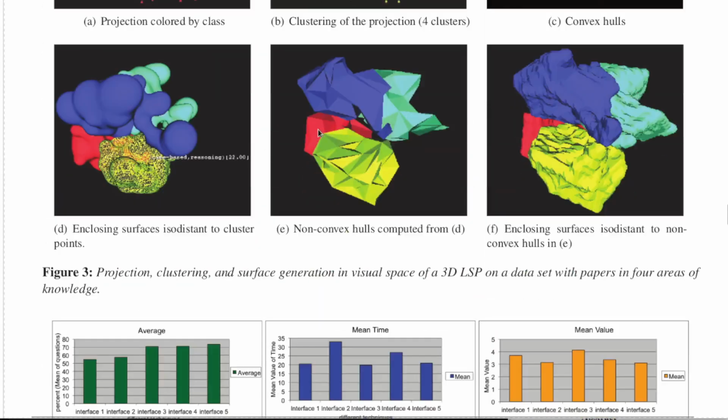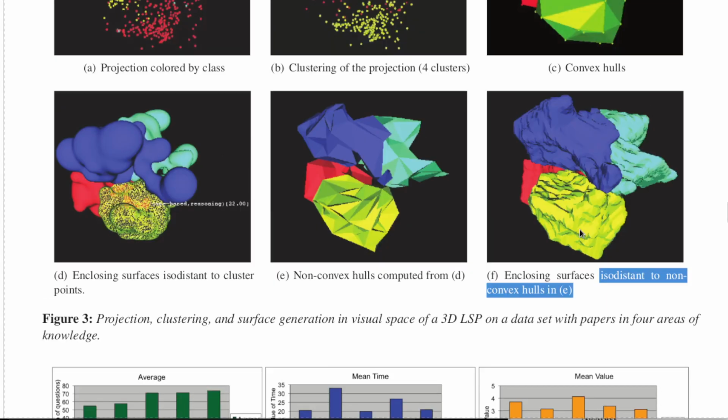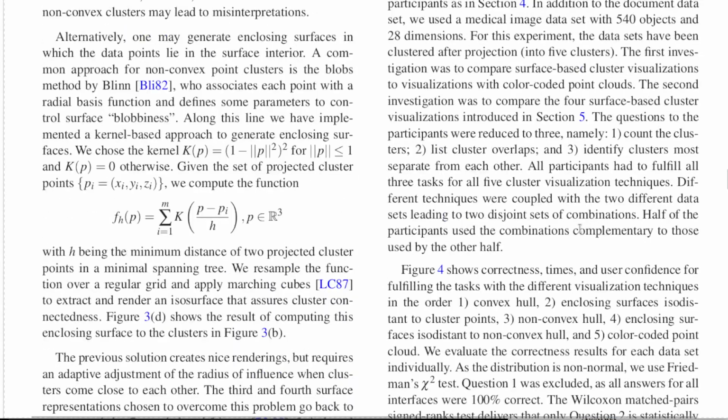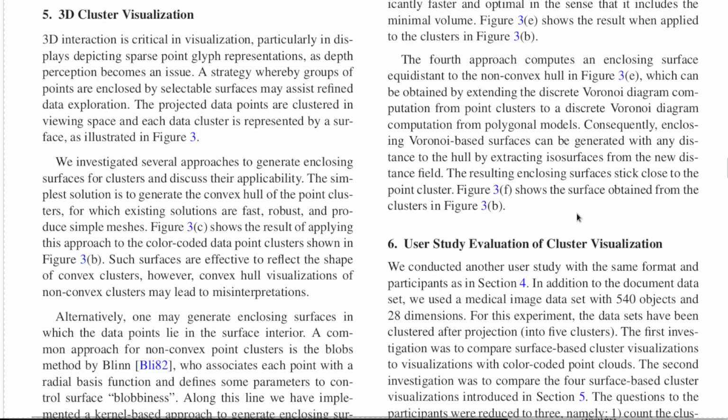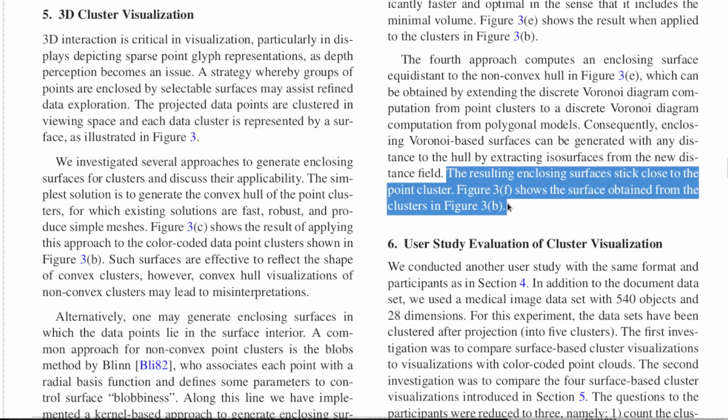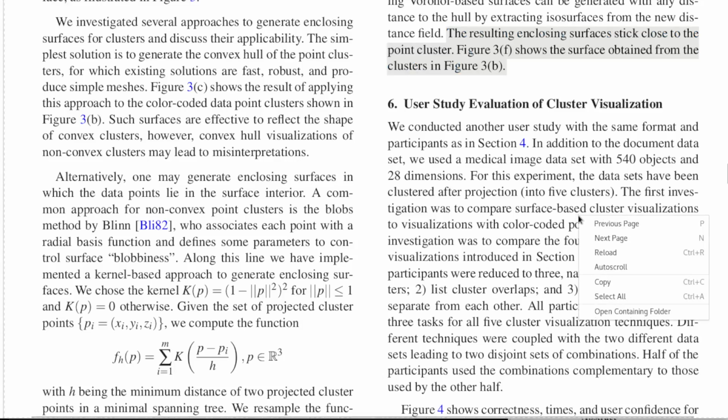The fourth approach computes an enclosing surface equidistant to the non-convex hole in Figure 3E, which can be obtained by extending the discrete Voronoi diagram computation from point clusters to a discrete Voronoi diagram computation from polygonal models. Consequently, enclosing Voronoi-based surfaces can be generated with any distance to the hole by extracting isosurfaces from the new distance field. The resulting enclosing surfaces stick close to the point cluster. Figure 3F shows the surface obtained from the clusters in Figure 3B.